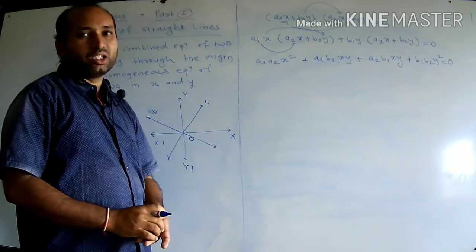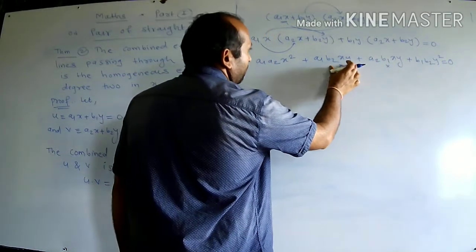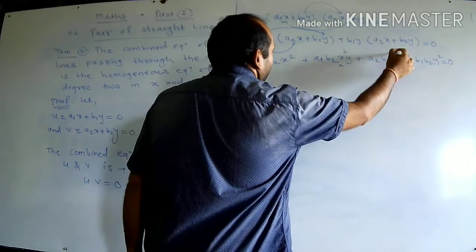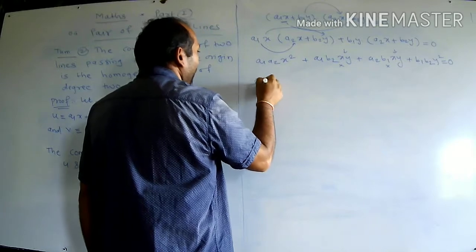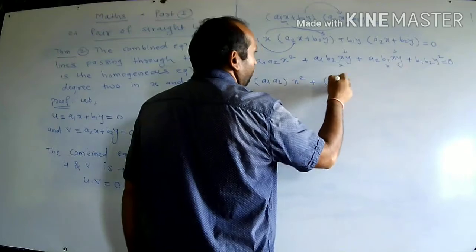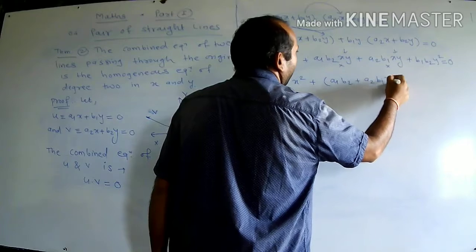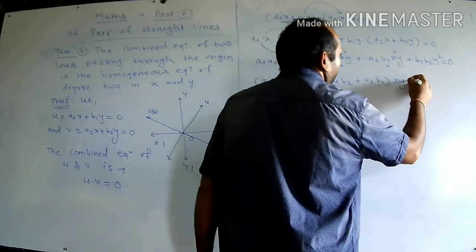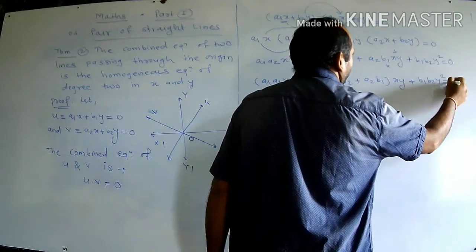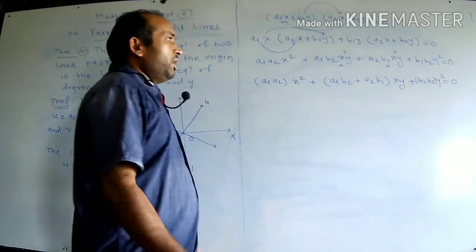Then again we can simplify this also. Here there are two like terms, so we can take the addition of these two like terms. Simply take xy common from these two terms. So we have a1 a2 x square plus, taking xy common, in bracket a1 b2 plus a2 b1, xy, plus b1 b2 y square is equal to 0. We can write the bracket also.